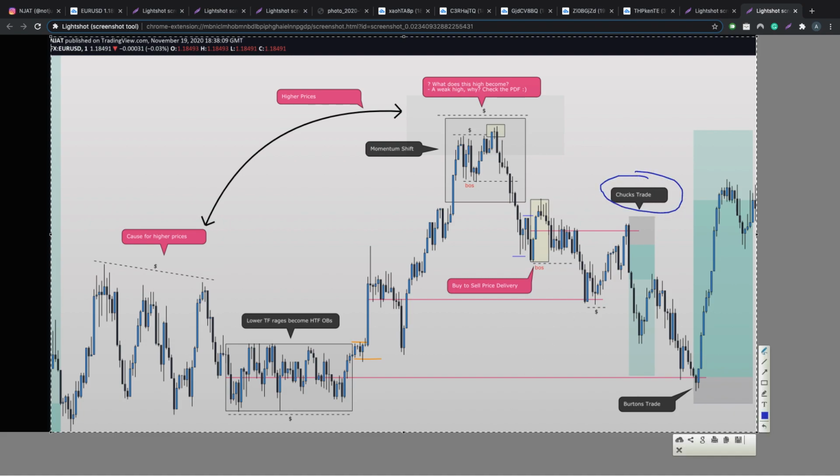Here we can see that we have a move cause for higher prices. Those higher prices get delivered. We get a higher time frame OB being printed, and then mitigation, move away. So here we have that cause for higher prices, and we see higher prices, price delivery come into the market. So then from that point, we get this momentum shift at higher prices. So what do we see, right? We see that momentum shift happen.